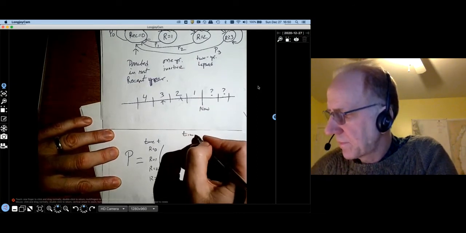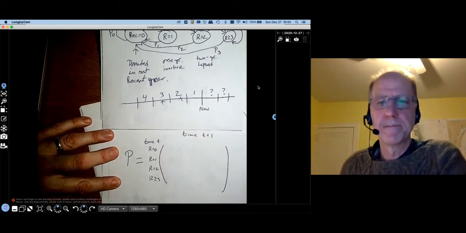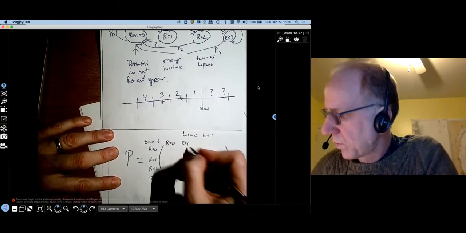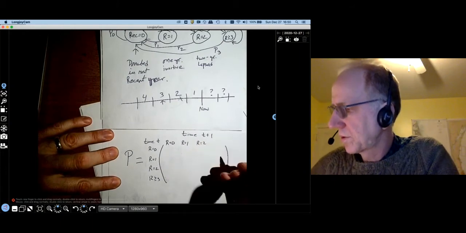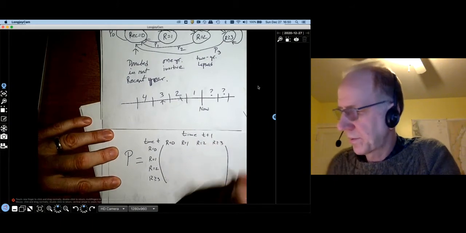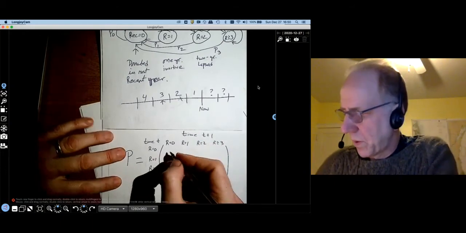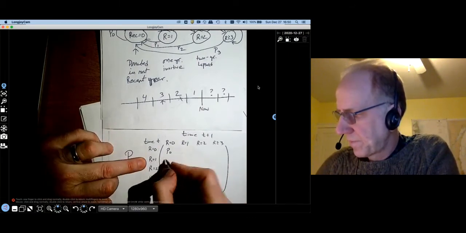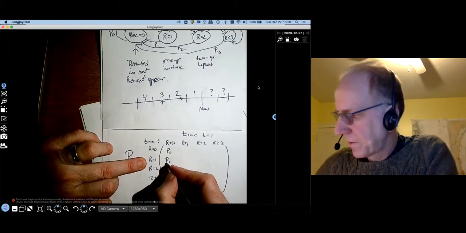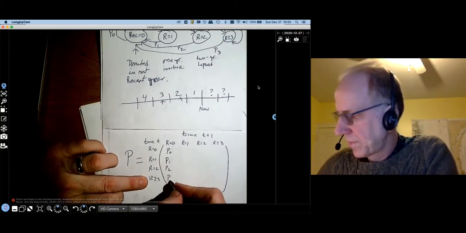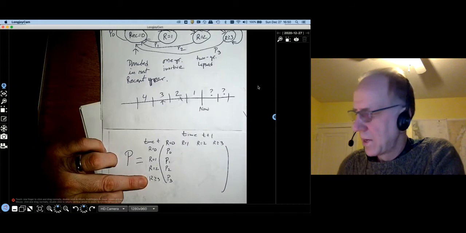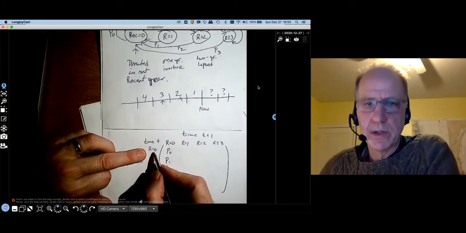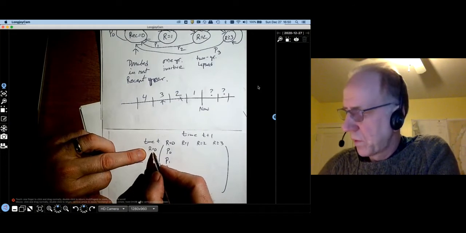Here is time t plus 1. So this is r equal to 0, r equal to 1, r equal to 2, r greater than or equal to 3. So what we have here is P0, P1, P2, and P3. Now, if I'm in state R0, so I just donated to you, where do I go?